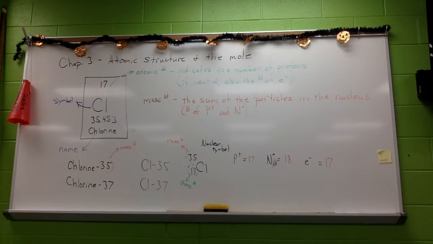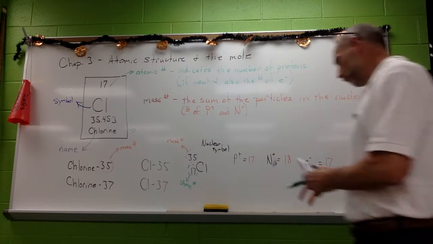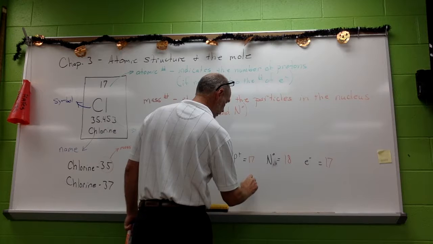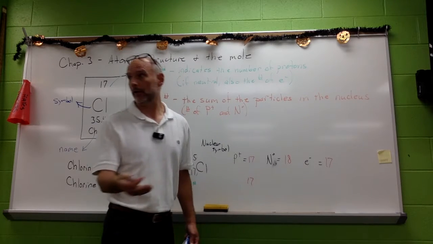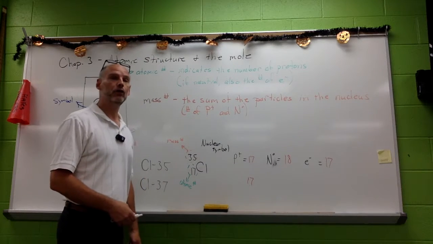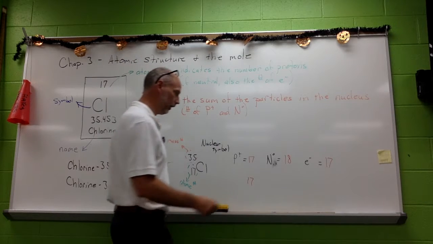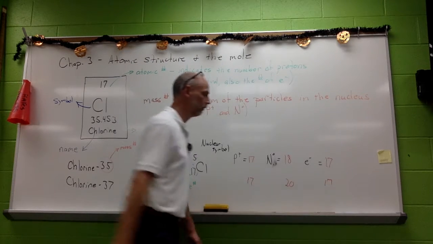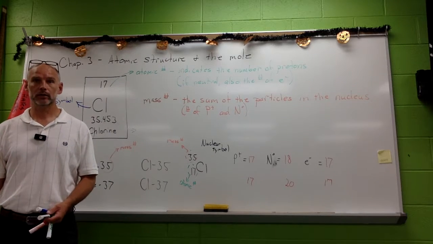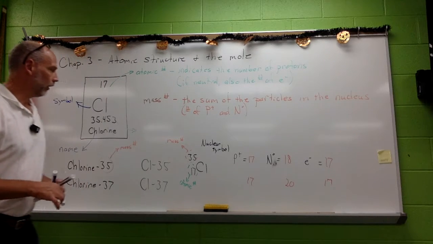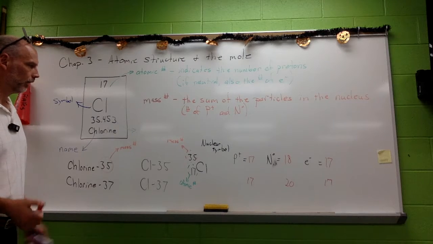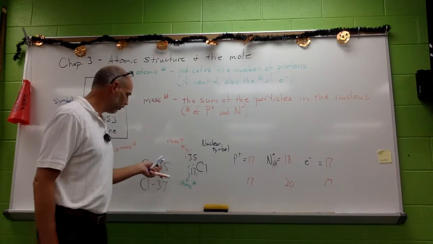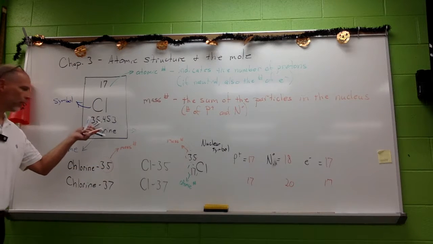Now, doing the same thing for chlorine-37. What would my number of protons be? 17. Same element, right? Has to be 17. How many neutrons? 20. And how many electrons? 17. Everyone hunky-dory there? Okay. All right. So now, how do we get from these to this?